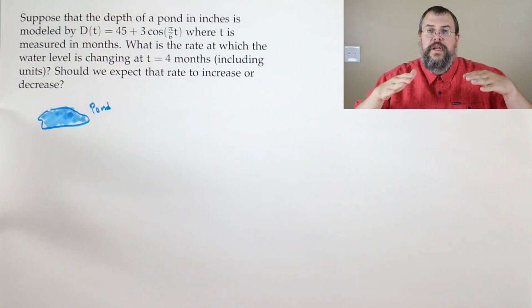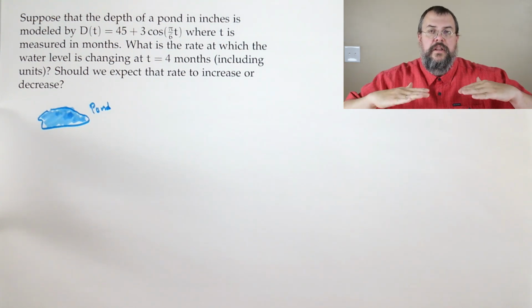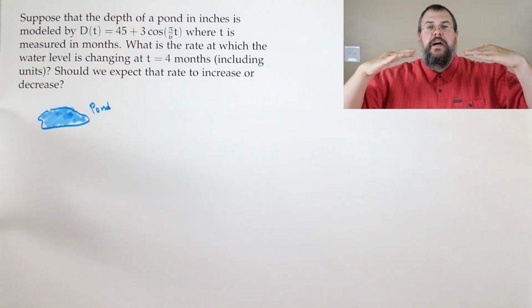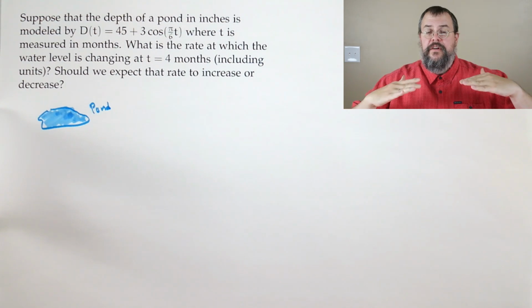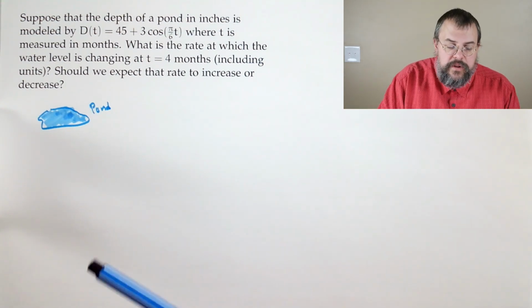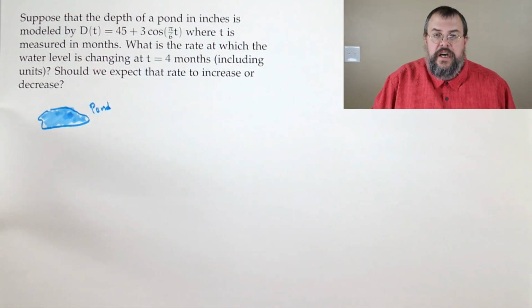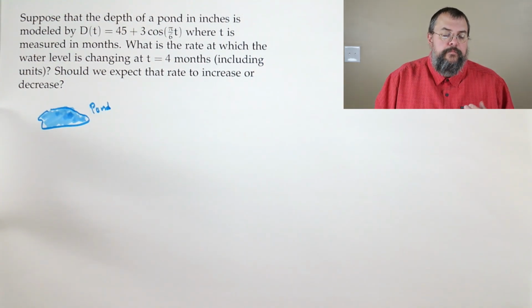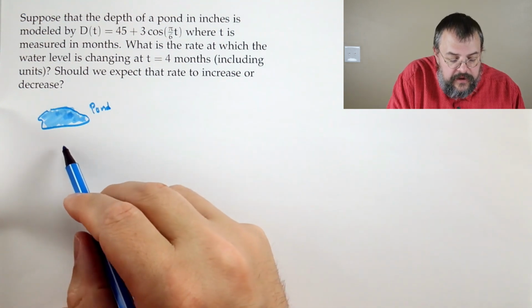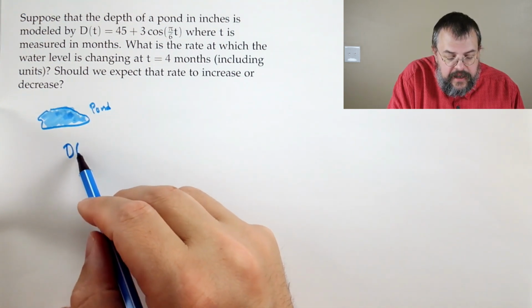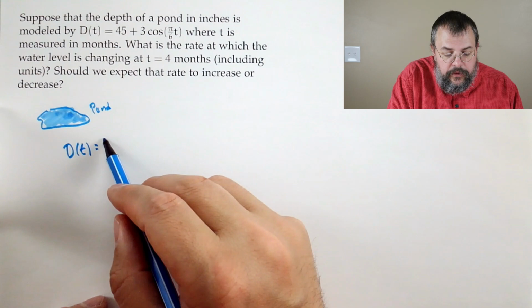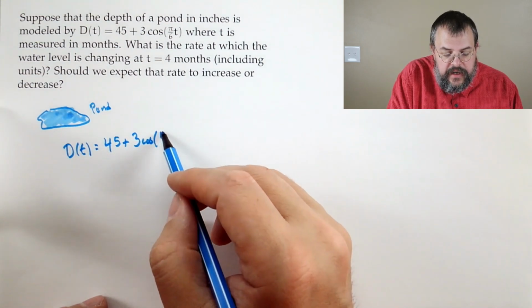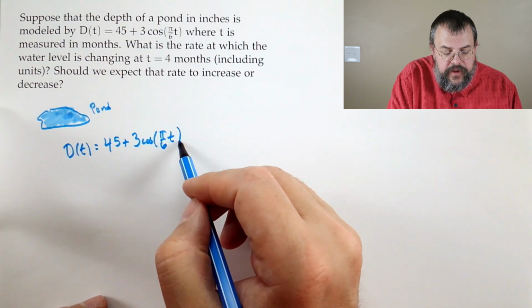And so what we can do is model the depth of the pond by a function which has this sort of periodic going up and down type behavior. And that's what this function does. See, the cosine, it's oscillating. All right, so what do we have? Our depth at a given time t is 45 plus 3 cosine of pi over 6 times t.